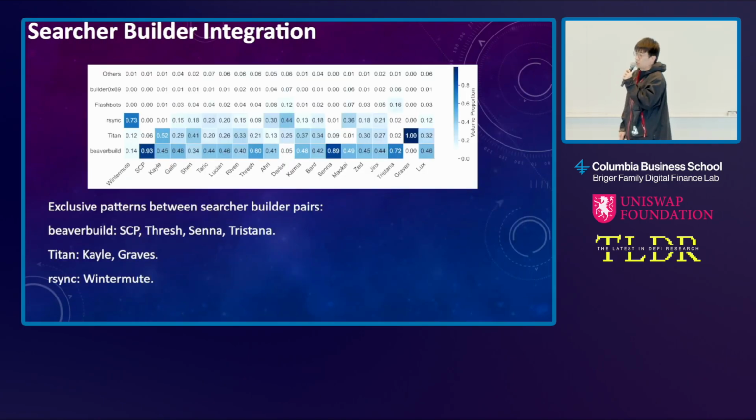So we look at the searcher builder integration as well. We identify some exclusive patterns between searcher and builder. The x-axis is the searcher and y-axis is the builder, and the cells show how much volume each searcher is sending to each builder. So we identify several exclusive searchers for that builder, like SCP. Beaver builder have 4, and Titan have 2, and rsync is just window build.